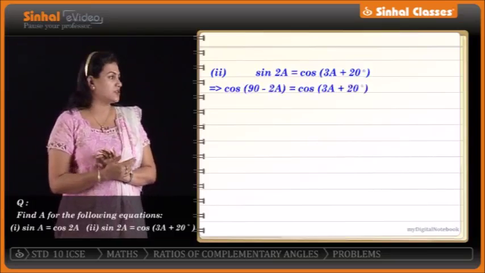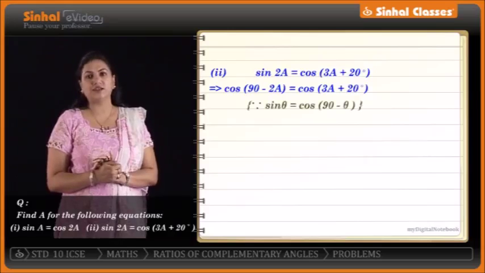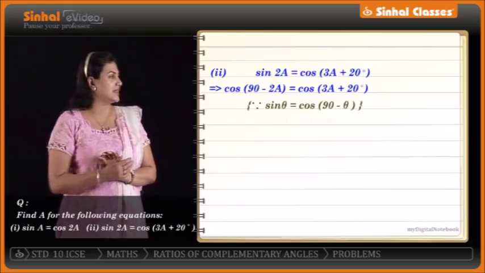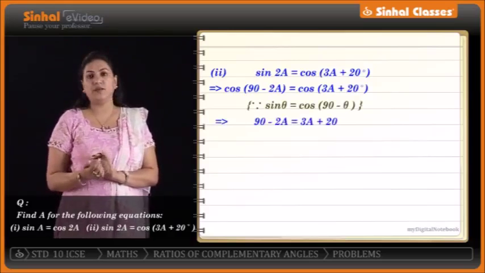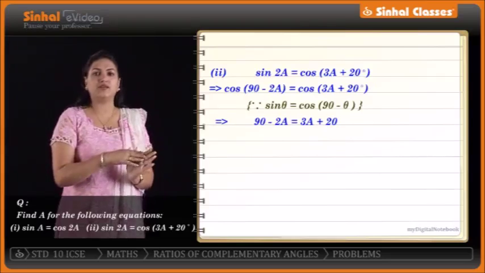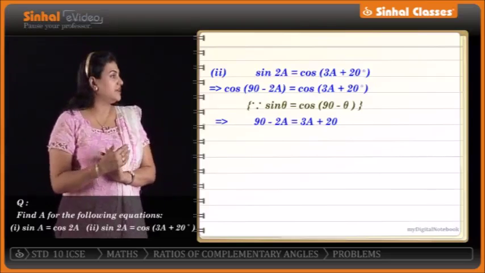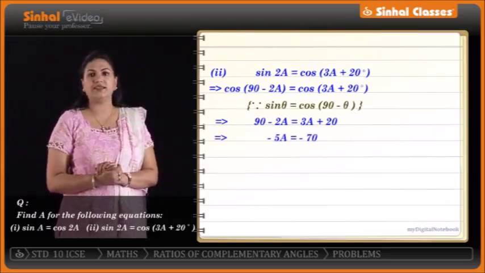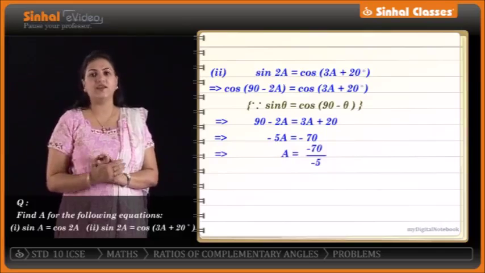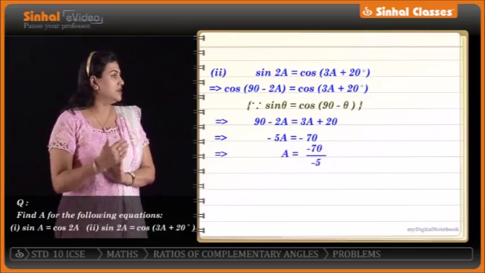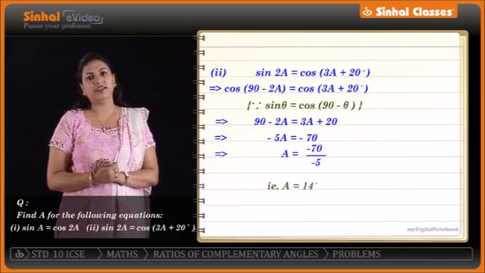This is possible because sine theta is equal to cos 90 minus theta. Now we equate the angles and get 90 minus 2A is equal to 3A plus 20. Take A's on one side and numbers to the other. We get minus 5A is equal to minus 70. That is A is equal to minus 70 upon minus 5, which gives us 14. So A is 14 degrees.